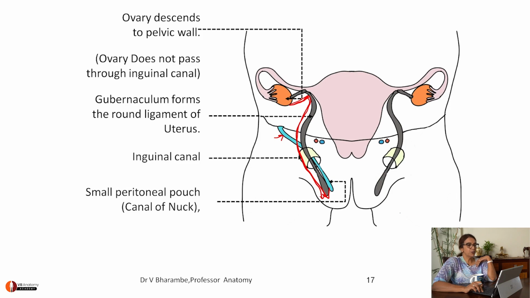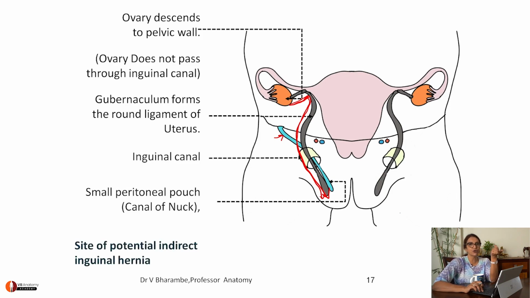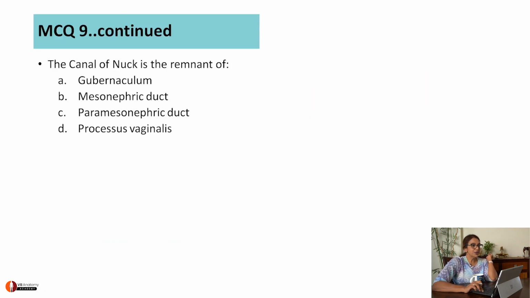This canal is a potential site of indirect inguinal hernia because it's a pouch of peritoneum. Herniation can take place. Okay, so let's go back to our question. Canal of Nuck is a remnant of processus vaginalis. Just like in the male there was herniation, similarly in the female also herniation can take place.